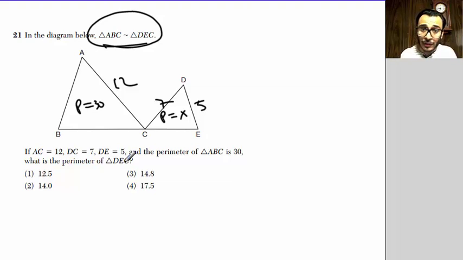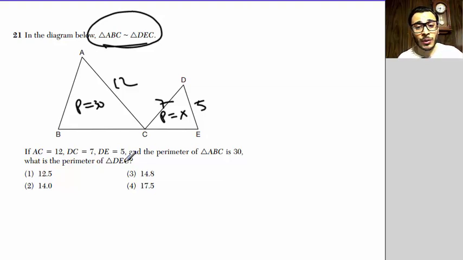So you should know, and hear me when I say this, because I don't feel like writing it. You should know that the corresponding sides and the perimeters of similar figures are proportional. Okay, get that in your head. So we have to make a proportion involving the corresponding sides and the perimeters.